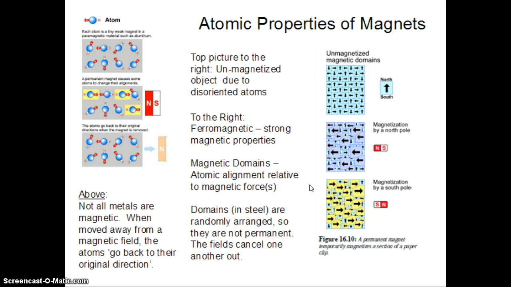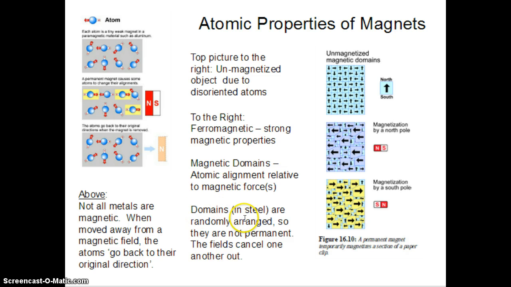Atomic properties of magnets involve the simple concept of orientation. If you look at these atoms here in this picture, this would be unmagnetized due to the disorientation of the particular atoms inside. If you take a look over in this one, these are all oriented to the left, so the direction in which the arrow is pointing is identified as the north pole of the magnet. Remember, the other side would be the south pole. Here these are oriented to the right, hence its north pole is pointed to the right. These are based on the magnetic domains, the atomic alignment relative to the magnetic forces.